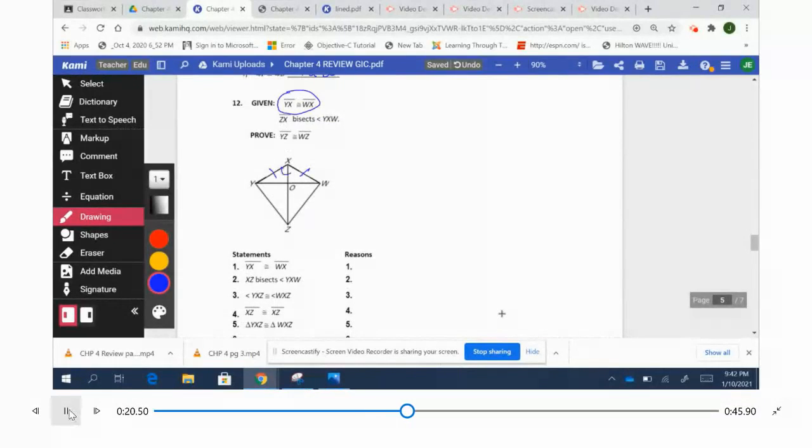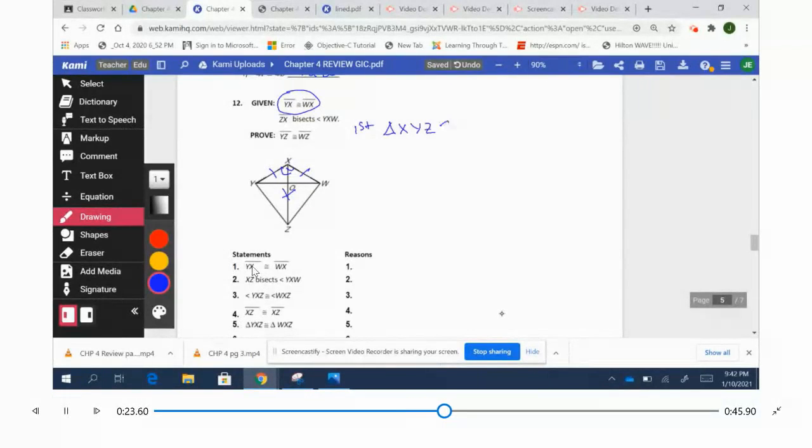Okay, now this is a proof. So this is one that's a little nicer. It's already built for us. We just have to give the reasons. I'm marking the diagram based on the givens and what I can infer. So the XZ congruence XZ, I can infer. I can infer that angle YXZ is congruent to angle WXZ because of the angle bisector.